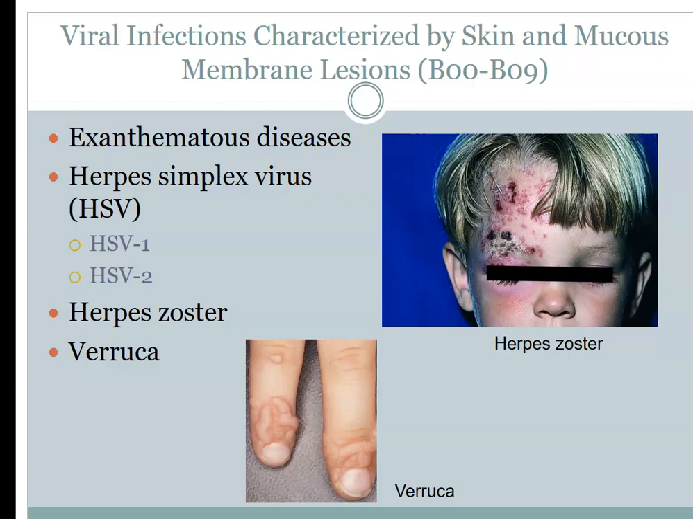Verruca is a medical term for wart. These are caused by a virus and can appear on the skin in various locations on the body. For example, plantar warts appear on the soles of the feet, the plantar surface. Note that the plural form of the term verruca is verrucae.